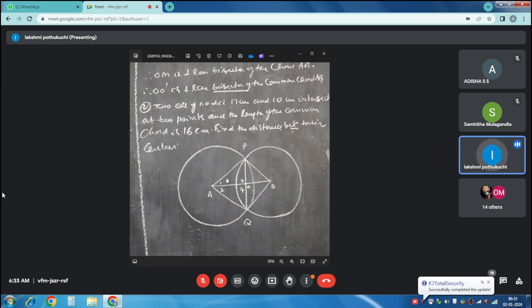Children, please follow the figure. Two circles are intersecting at two distinct points P and Q. A and B are the centers of both the circles. The radius of the first circle is 17, the second circle is 10. The common chord length PQ is equal to 16, AP is equal to 17, BP is equal to 10. Find AB. AB means I should find out AO as well as BO. Both we should find out separately, then add both to get AB. Easy problem, but lengthy problem, children.